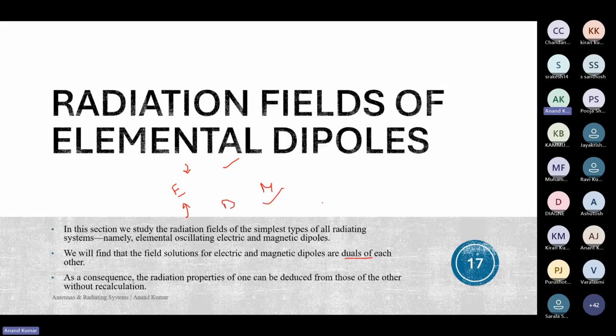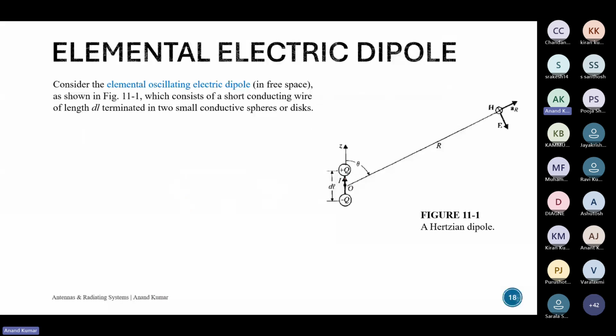You have to consider this setup where we have a small wire which connects two disks, and they have plus Q and minus Q charges on them. This is how they set up. Since these two are opposite charges, there will be some current flowing through this wire, and we are trying to find out what the electric and magnetic fields will be over here.